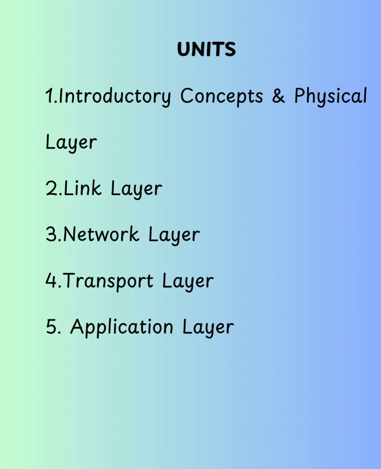So if you talk about the Computer Networks course, it is divided into 5 different units. In the first unit, I'll be teaching you introductory concepts and the physical layer. The second unit is about the link layer or the data link layer. The third unit is about the network layer. The fourth one is your transport layer. And the fifth one is your application layer. Now let's see the detailed syllabus of each unit.